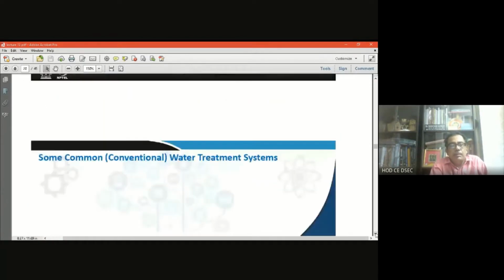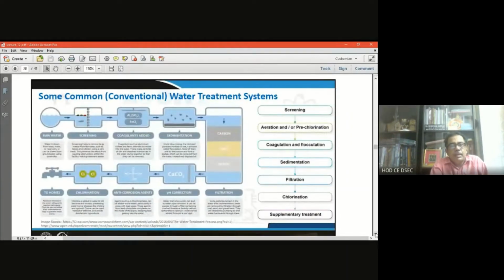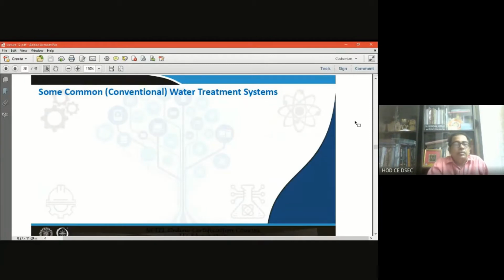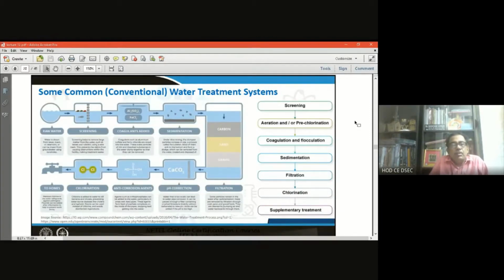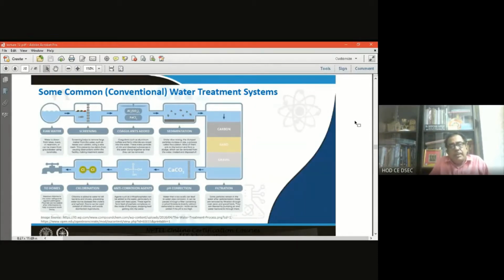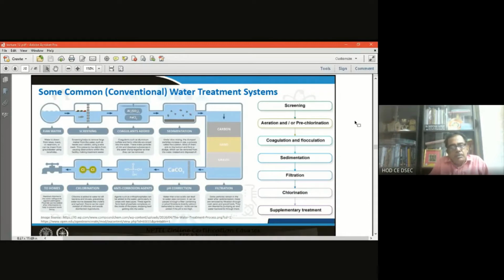First, let me go to the diagram, that is the schematic process diagram of the treatment unit system in your syllabus. This is the conventional water treatment system. Why am I using the term conventional water treatment system? Because I will separately show you the schematic diagram for the surface water as well as for the groundwater in my next slides.